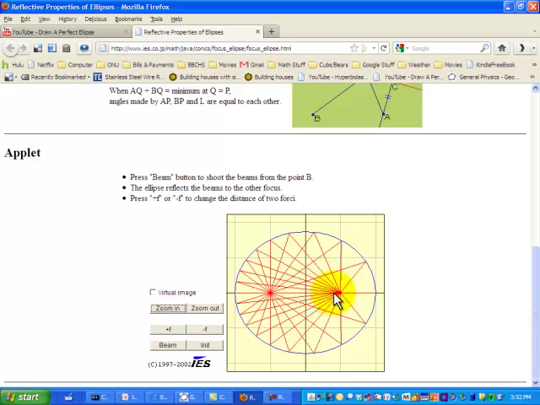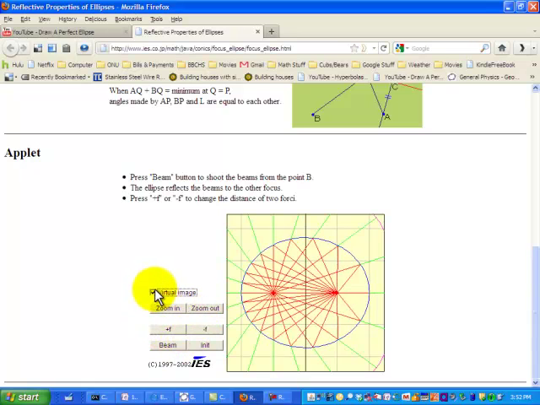It bounces off at the exact same angle, and you'll see it ends up over here. If you aren't completely convinced of that, let's add the virtual image. You'll notice that these rays keep going out here and then bounce down.